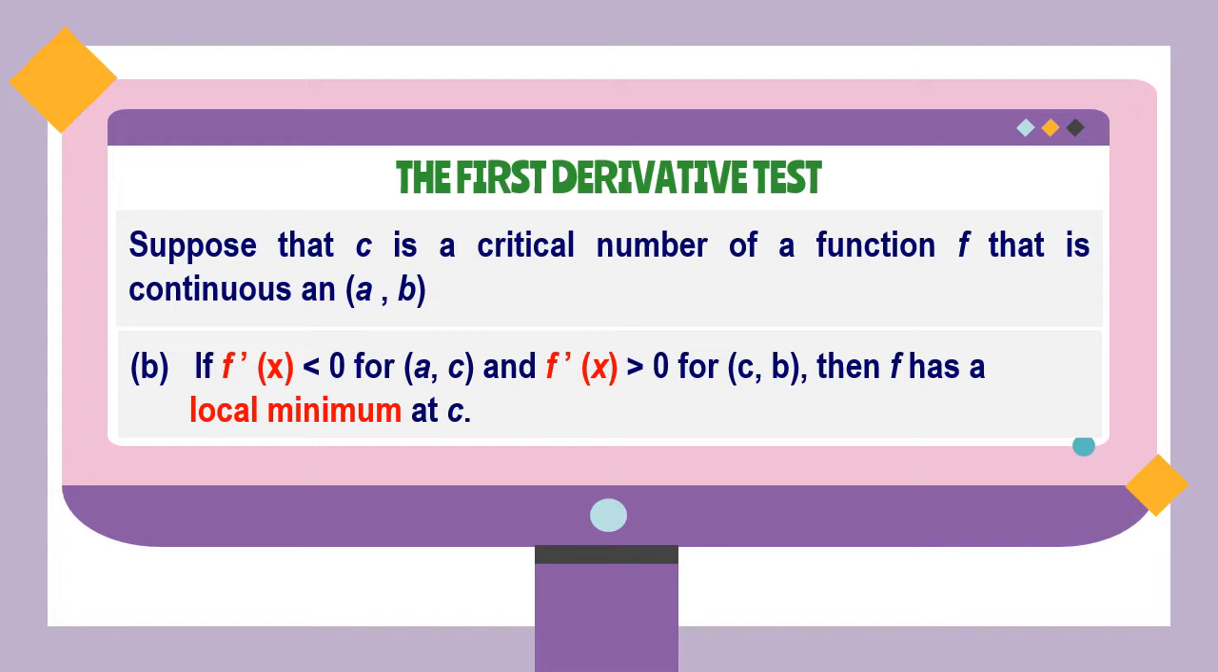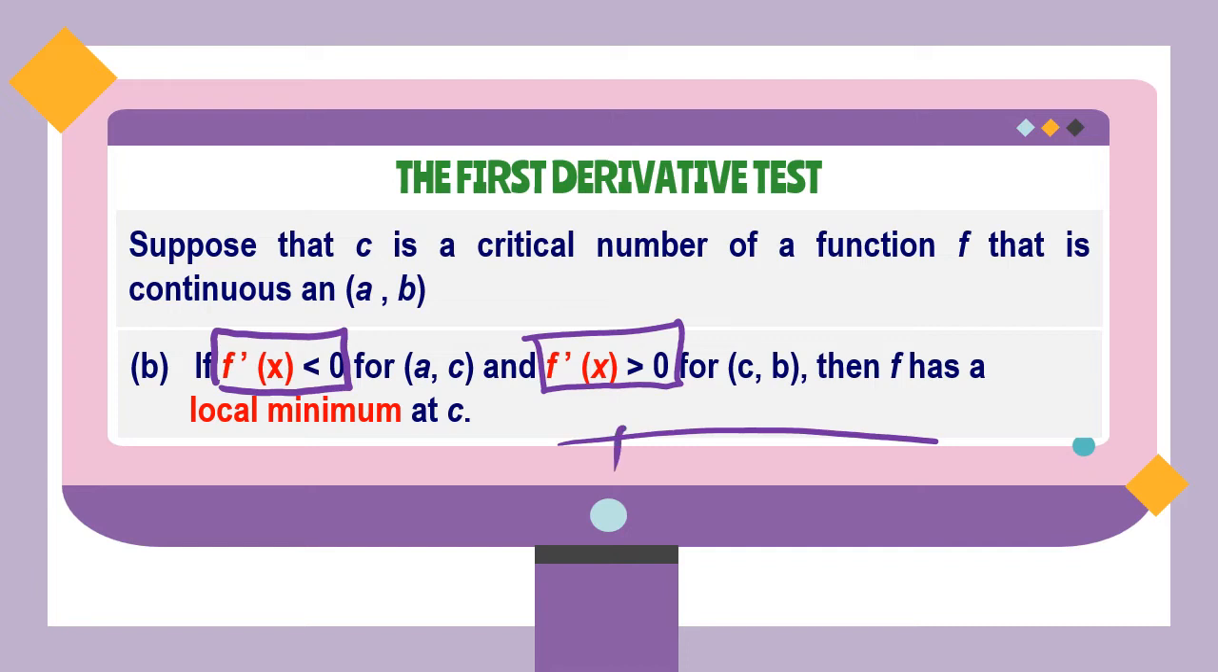But if f prime x is less than 0 for a to c and f prime x is more than 0 for c to b, so this is our number line. So this is a to b, and then we found out that c, from a to c the f prime x is negative, and then from c to b the f prime x is positive. So this c is the bottom value, which can be the local minimum. So c will be the local minimum.